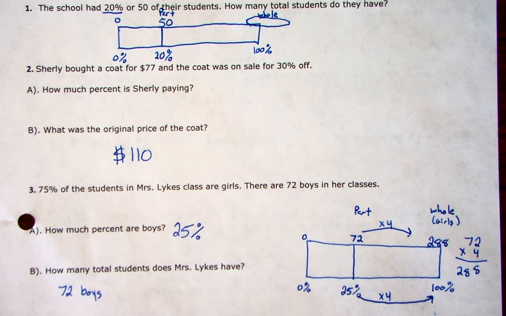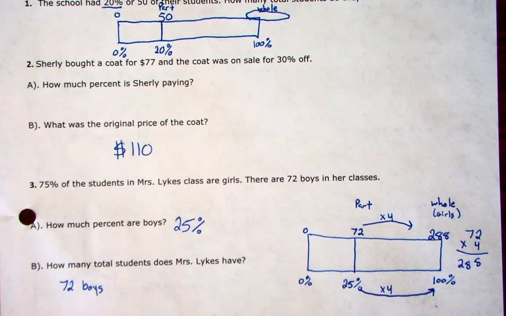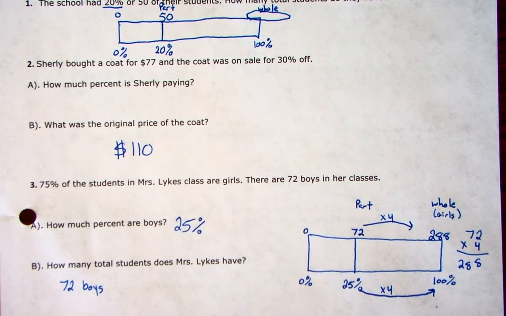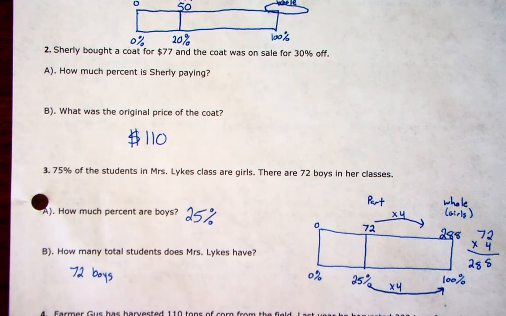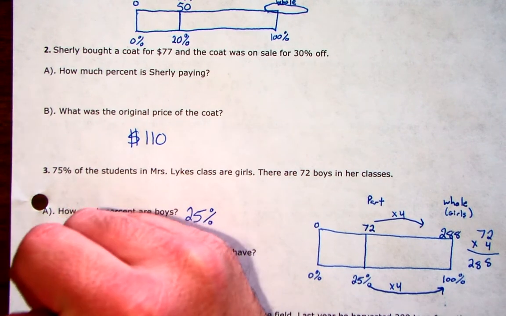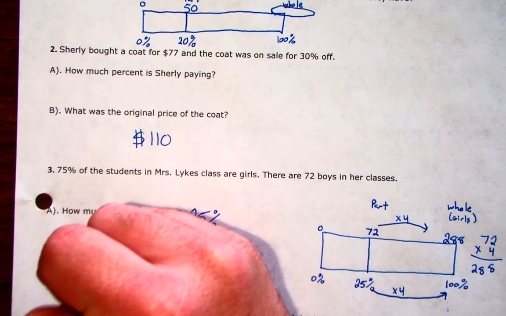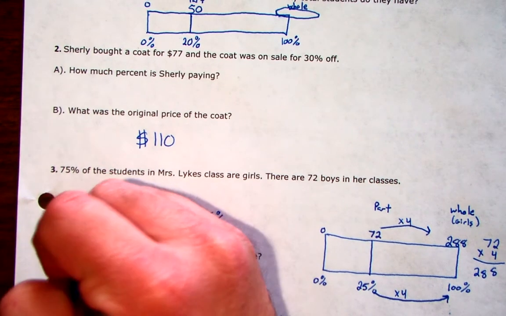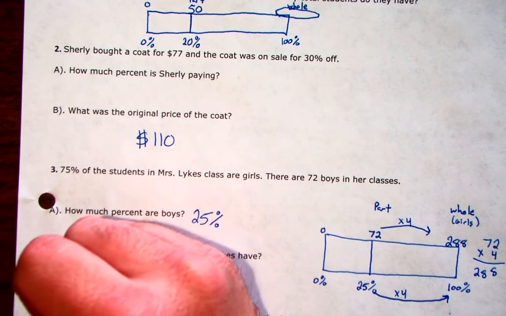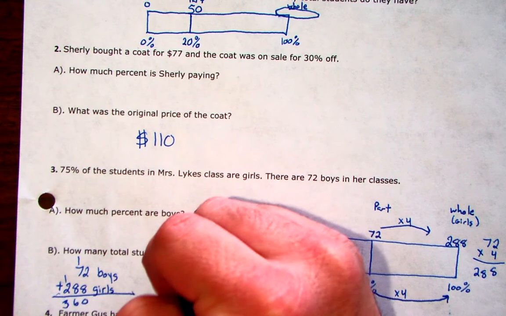So there are 288 girls. But that's not what the question asks. The question says how many total students. So you take your 72 boys plus your 288 girls, and there are 360 total students.